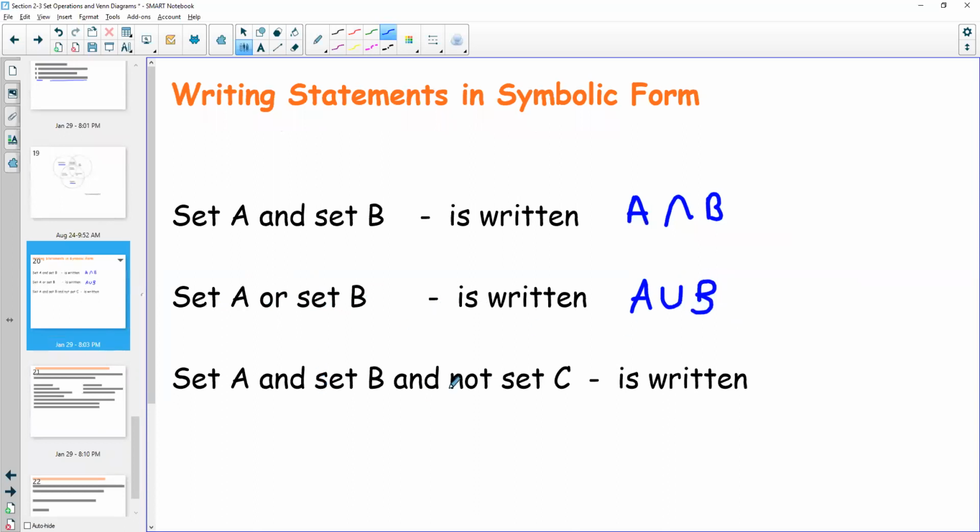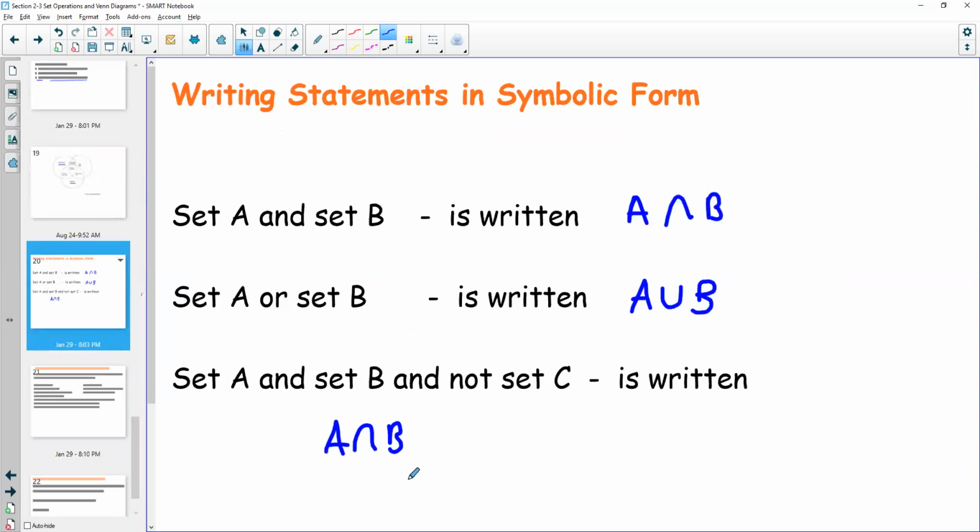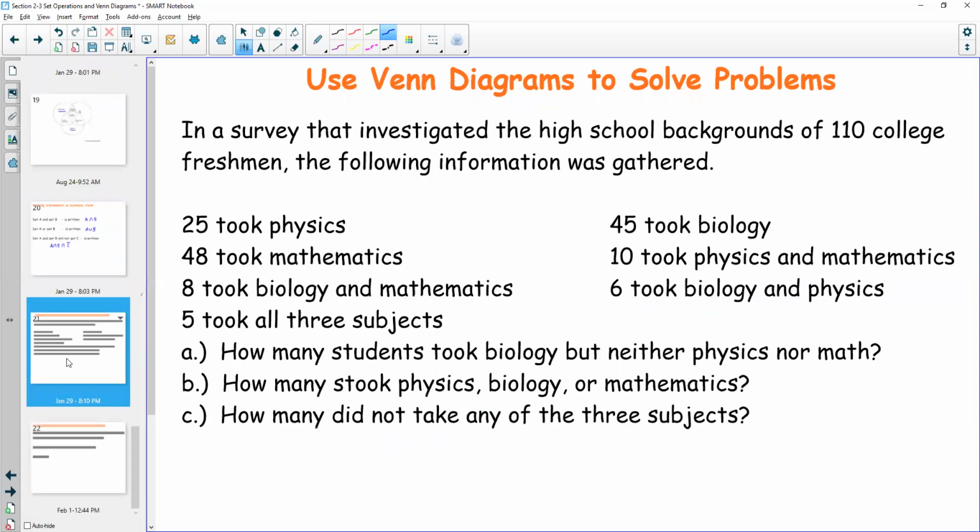Set A and B and not set C. How do we do that? Well, we know A and B, and a second ago we saw when we're talking about not, we're talking about complement. A and B and not set C. All right, we're going to make a Venn diagram and solve some stuff.